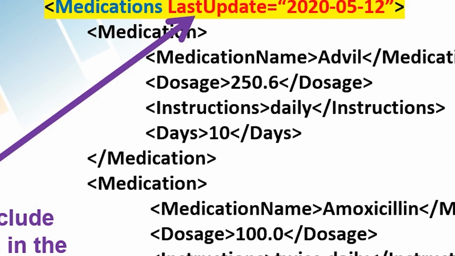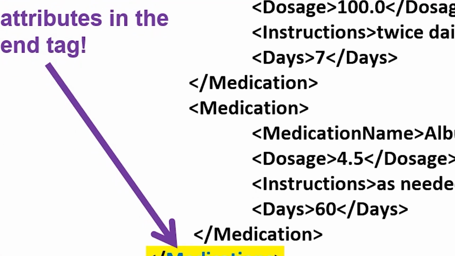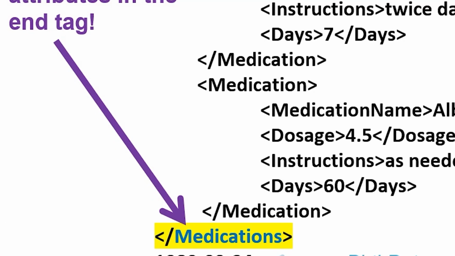One thing you'll notice in this case is that the medications opening tag contains an attribute, last update. We don't repeat the attribute in the closing tag. Attributes are only placed in opening tags and never in closing tags. A very common mistake students can make when they're starting out with XML is repeating the attributes in the closing tag. Please don't do this because it's going to cause errors when you go to validate the document later.